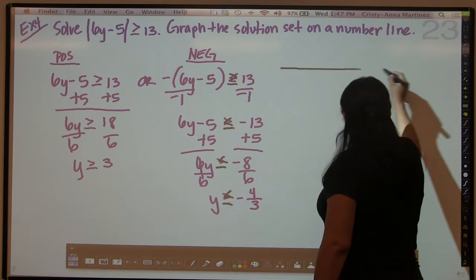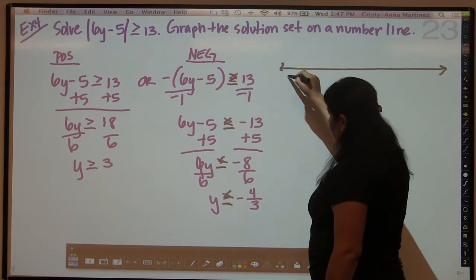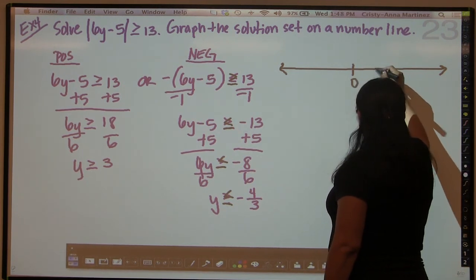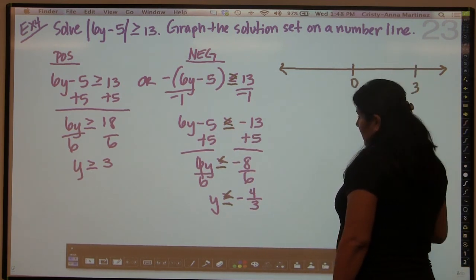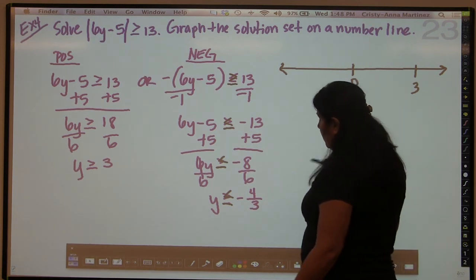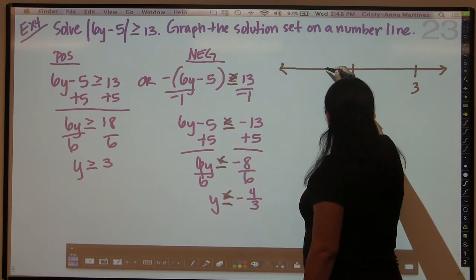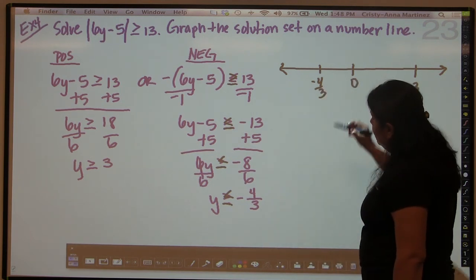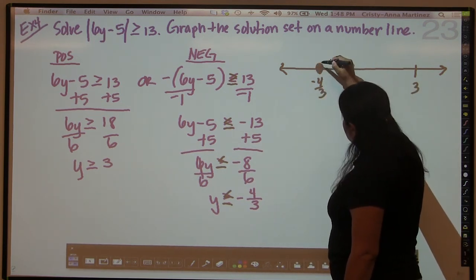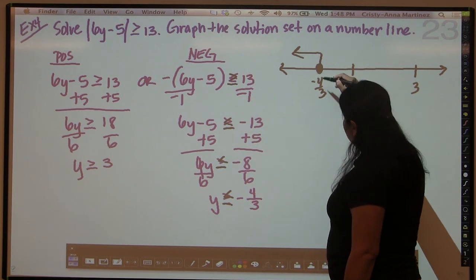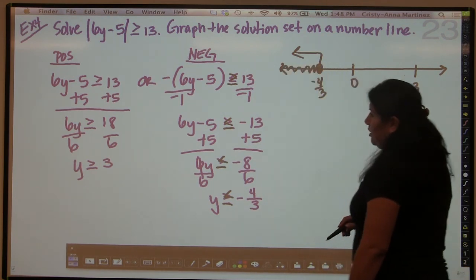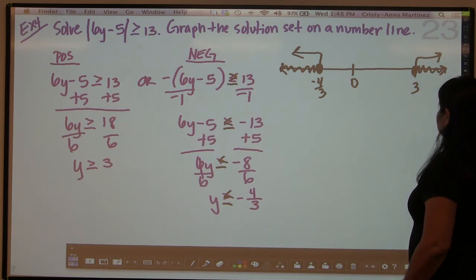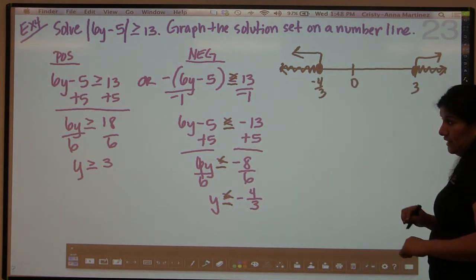So when we have our number line, we're going to put a 0 here, and then positive 3, maybe 1, 2, 3 around here. And negative 4/3 is 1 1/3, so maybe somewhere around here, we're going to have negative 4/3. Less than or equal to is a closed dot, goes that direction, smaller than negative 4/3. And then greater than or equal to 3, again a closed dot, but going this direction. Makes sense, our graphs are going away from each other like they should.